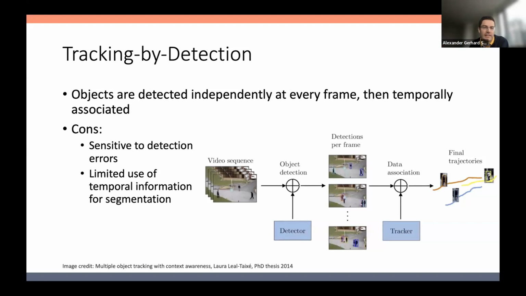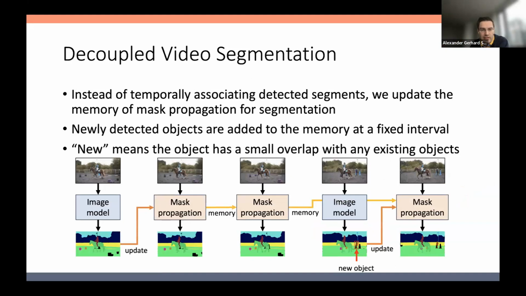Now, the cons are that this is often very sensitive to the particular errors that you're going to run into, for instance, detection errors. And also, it doesn't really use the temporal information that is within these segmentation models. What we are arguing for instead is a decoupled video segmentation approach. So instead of temporally associating the detected segments, we update the memory of the mask propagation for segmentation.